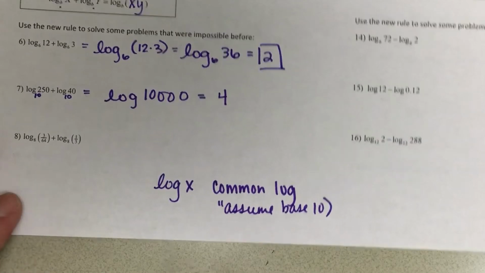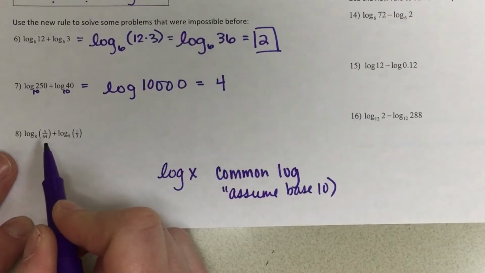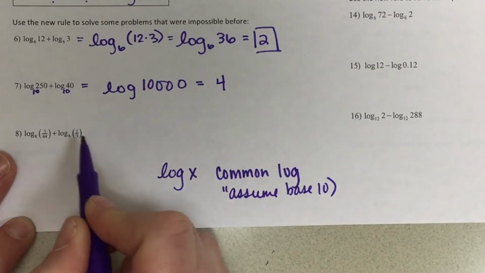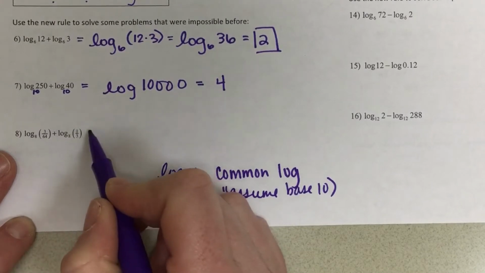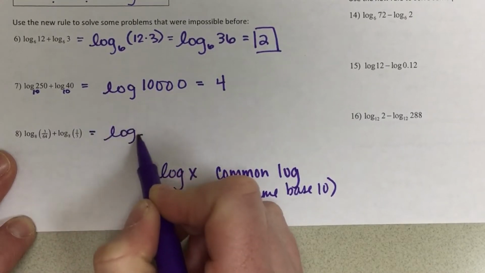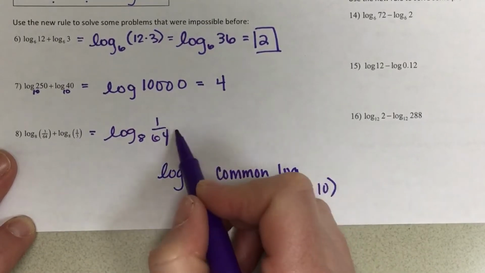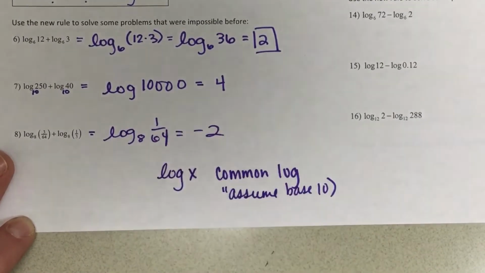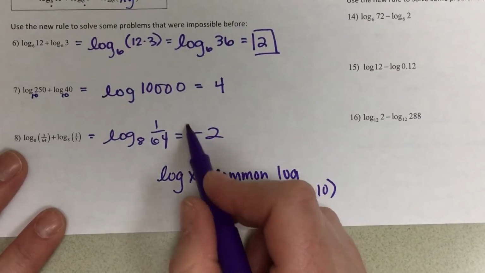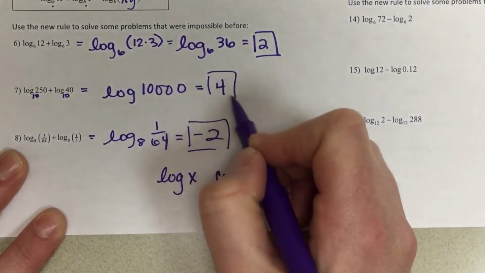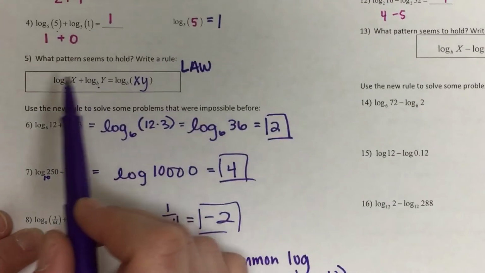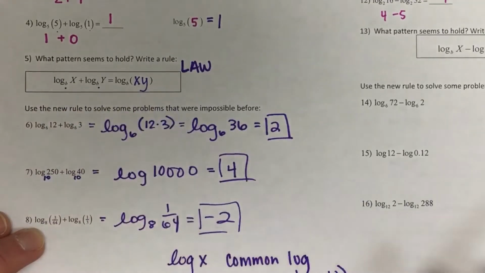Now, similarly here, I can just multiply my 3 over 64 times my 1 over 3, and I get log base 8 of 1 over 64. Well, 8 to the negative 2 is 1 over 64, so we can then evaluate that. So this is the first law of logs.